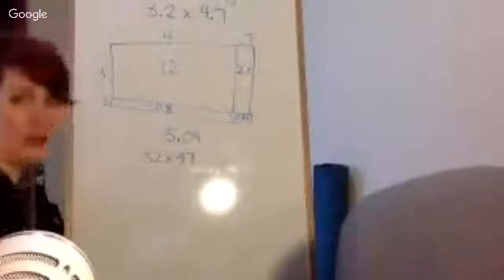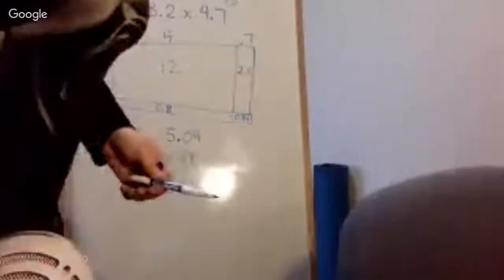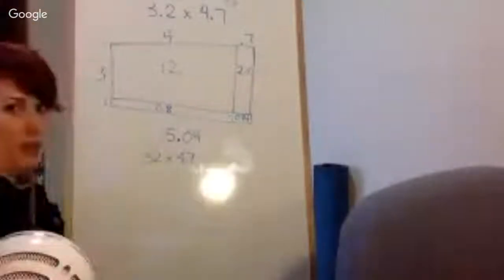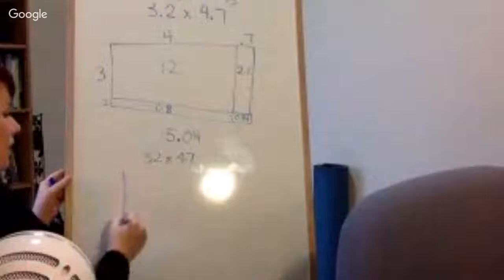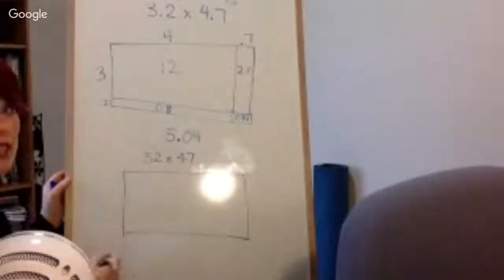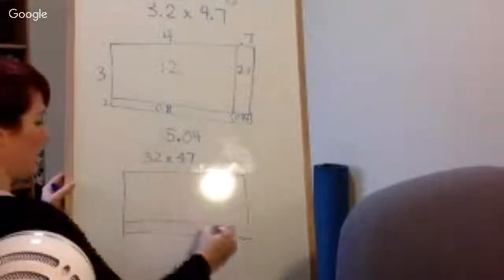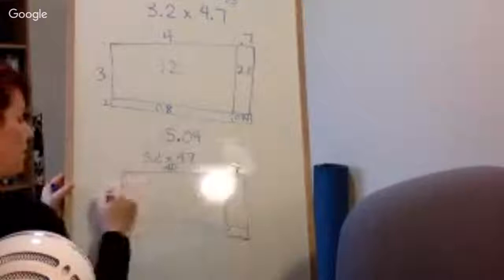I'm just going to adjust my camera so that you can actually see what I'm about to do here. Okay, so if I do another area model, it's going to essentially look the same. The difference is I'm using whole numbers.